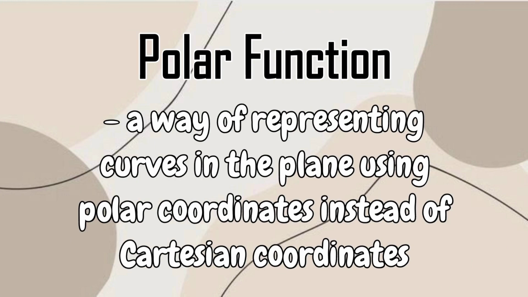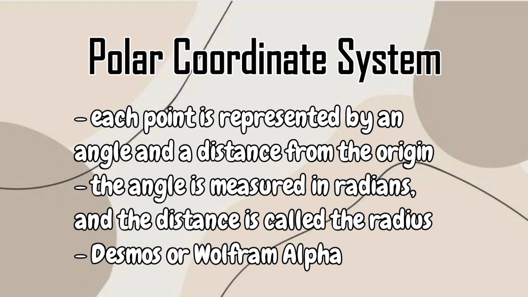A polar function is a way of representing curves in a plane using polar coordinates instead of Cartesian coordinates. To draw the graph of a polar function, you need to plot points on the polar coordinate system. In this system, each point is represented by an angle and a distance from the origin. The angle is measured in radians and the distance is called the radius. To plot a point, you start at the origin and move along the angle for the given radius. Then you repeat this process for different angles and radii to create a curve.